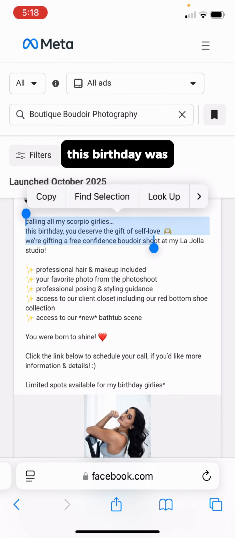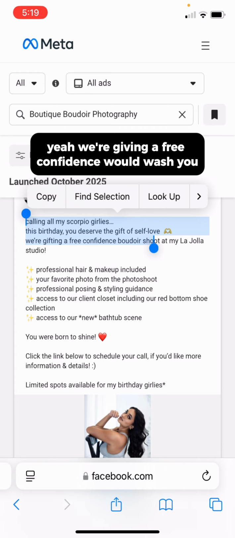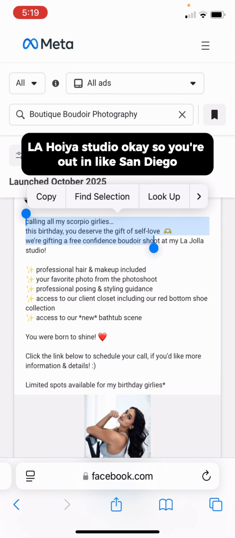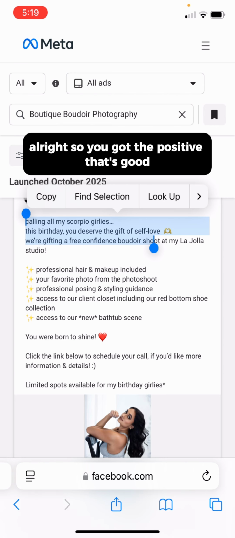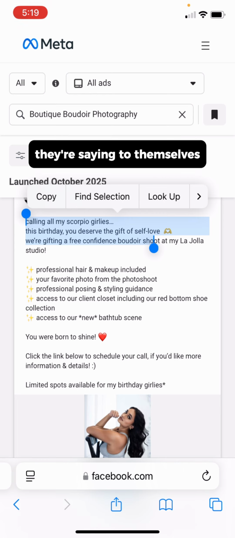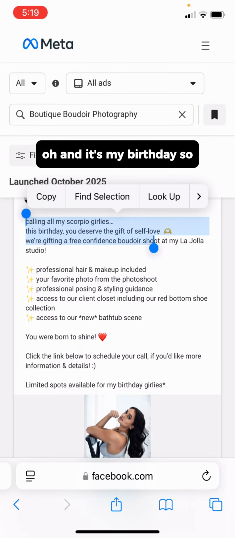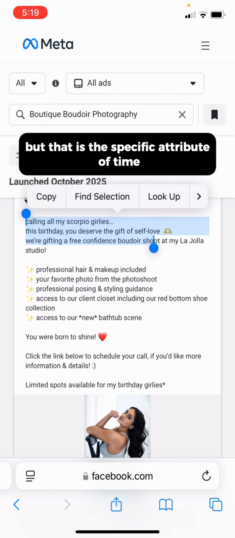So, birthday. This birthday was so the gift of self-love. So that's a positive there. Yeah, gift of free confidence. We'd want you at La Jolla Studio. Okay, so you're out in like San Diego. All right, so you got the positive, that's good. So that will call in the women who are Scorpios and they're saying to themselves, you know, I want some self-love right now. Oh, and it's my birthday, so birthday. Yeah, that's actually a specific attribute I've never talked about in a video yet, but that is the specific attribute of time.